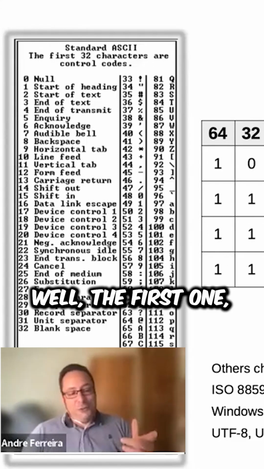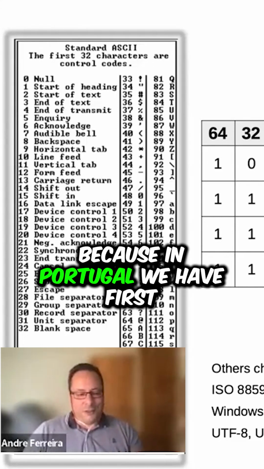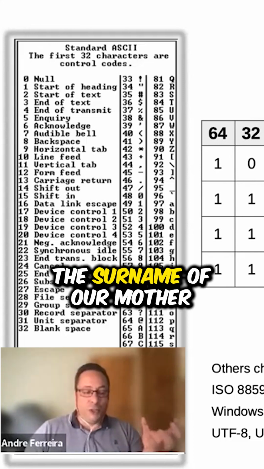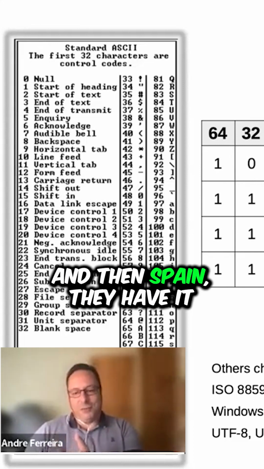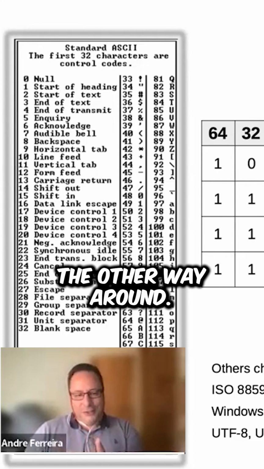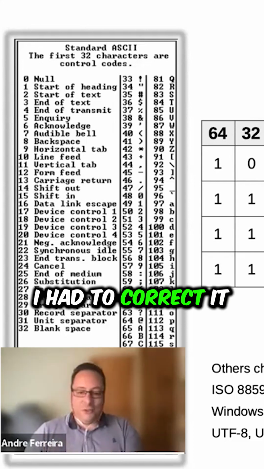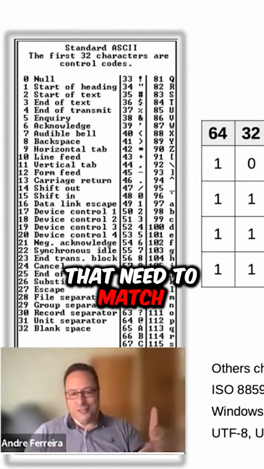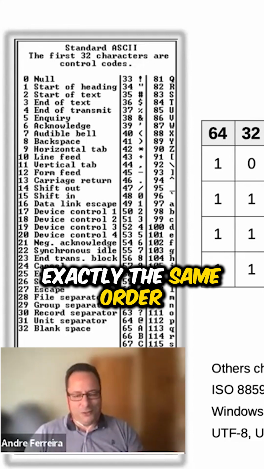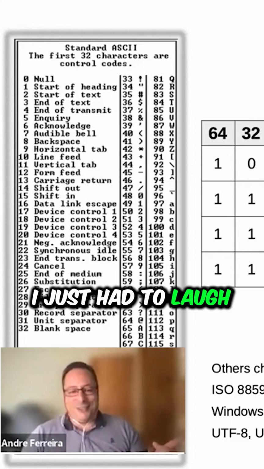Yeah, the first error was actually quite interesting, because in Portugal we have first the surname of our mother and then our father, and in Spain they have it the other way around. So when it came, I had to correct it because I have other documents that need to match exactly the same order. But this one, when I saw it, I just had to laugh because I thought it was really funny.